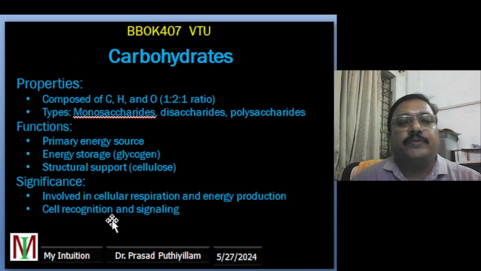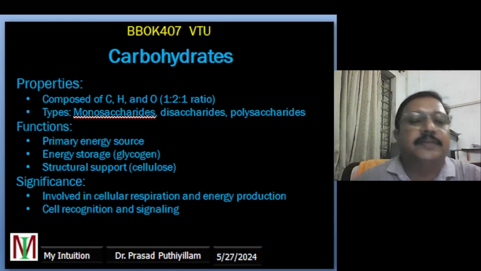Now we move on to the first biomolecule, carbohydrates. The properties, functions and significance are given here point-wise. The first point, properties, is about the structure, the composition. It is composed of carbon, hydrogen and oxygen, typically in the ratio of 1 to 2 to 1. That is 1 carbon, 2 hydrogen and 1 oxygen, which repeats n times. That is the general structure of carbohydrates.